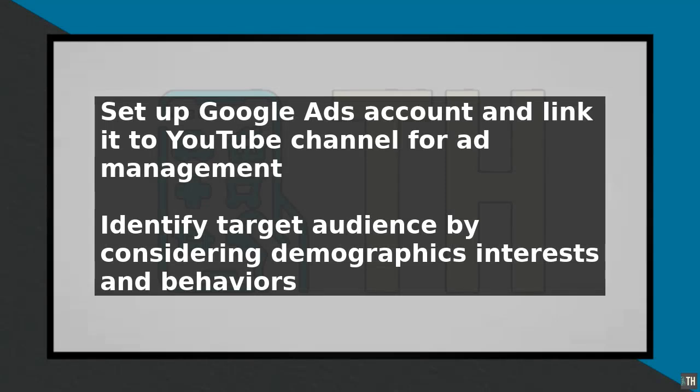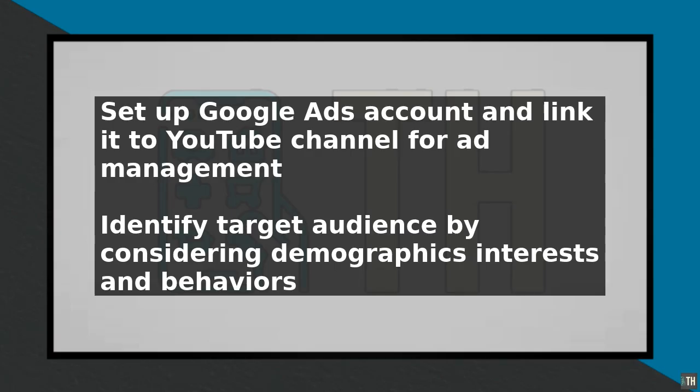To promote your Shopify store with YouTube ads, start by setting up a Google Ads account and linking it to your YouTube channel. This will allow you to create and manage your video ads. First, identify your target audience by considering demographics, interests, and behaviors that align with your Shopify store products. Create buyer personas to guide your ad targeting and content creation.